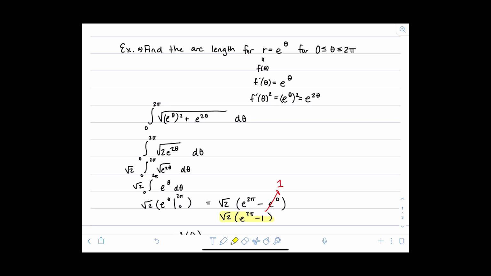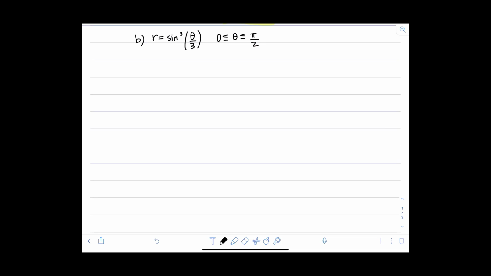Okay, let's move on to the next example. So our r is sine cubed theta over 3, and we're trying to find the arc length from 0 to pi halves. So starting off, we're going to find our f prime of theta. Using our chain rule, that's 3 sine squared theta over 3.